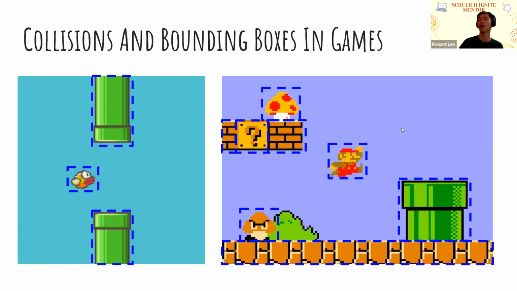How about over here on Mario? I'm pretty sure that the beautiful platformer plumber here has a couple examples as well. Can anybody give me an example of what happens when Mario's bounding box collides with one of these other bounding boxes on the screen? What's one of the things that happens?